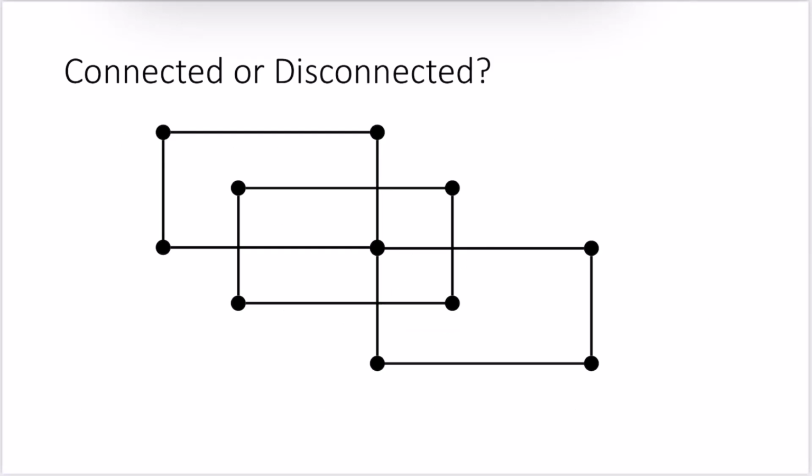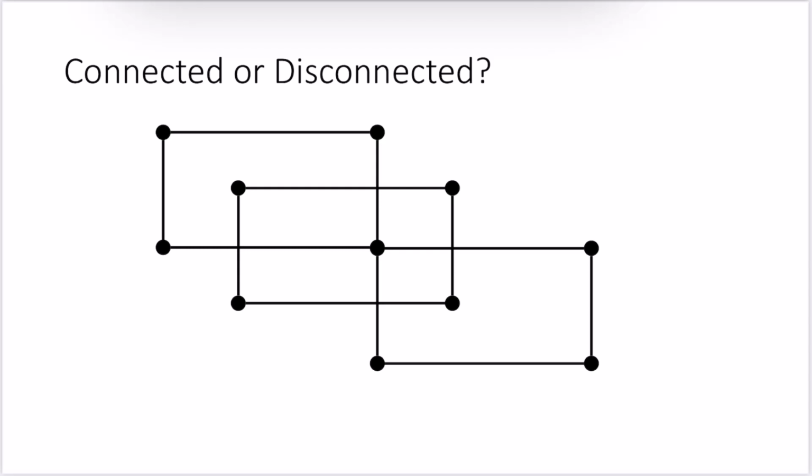So when you're trying to determine whether a graph is connected or disconnected, you want to look and see if there's any possible pair of vertices that you could choose that would not have a path between them. So in this graph, it might at first glance look like it's connected because all of the edges and vertices are overlapping each other. It looks like it's connected.